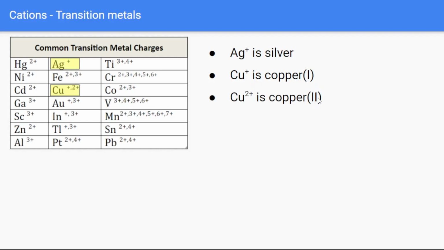Now notice the Roman numerals for copper 1 and copper 2, but silver does not get Roman numerals because, again, silver only has 1 charge. So all of these only have 1 possible charge, but all of these you have to name with Roman numerals.